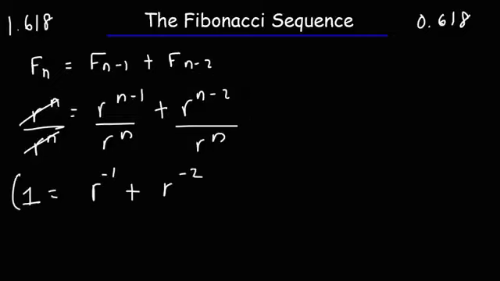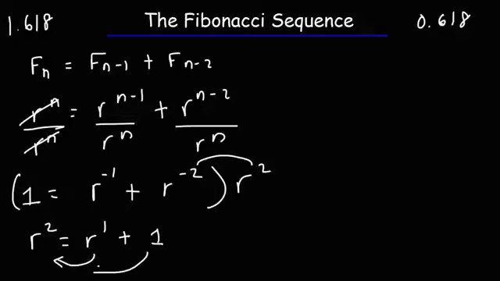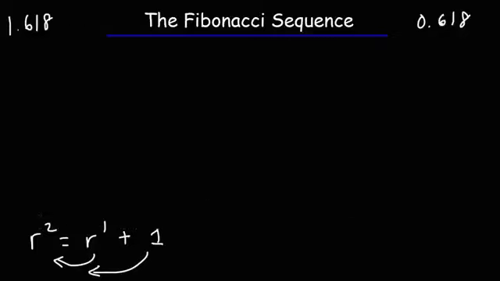Now the next thing we're going to do is multiply everything by r squared. So r squared times 1 is just r squared. R squared times r to the negative 1, we need to add the exponents. Negative 1 plus 2 is 1. And then negative 2 plus 2 is 0. Anything raised to the 0 power is just 1. Now we're going to take the two terms on the right side and move them to the left side. So we're going to have r squared minus r minus 1 is equal to 0.